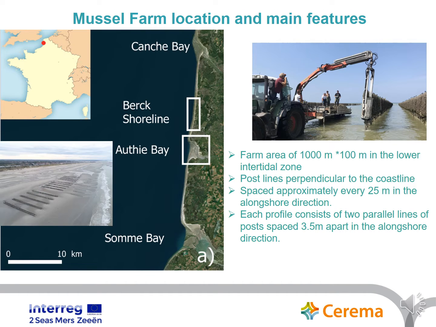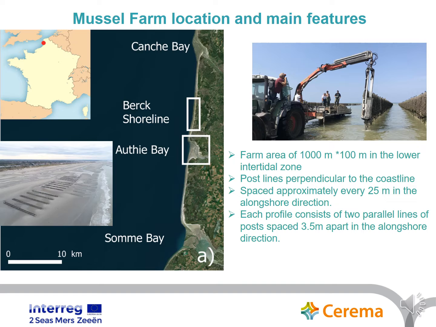In the previous presentation, we were inside the Authie estuary. Now we will move a little bit more to the north, between the city of Berck and Merlimont. The farm is about 1 kilometer in length and about 100 meters in width. It is located in the lower intertidal area, and the lines are perpendicular to the coastline.